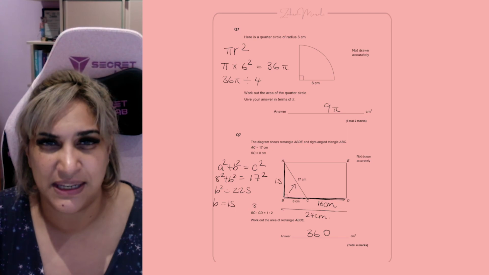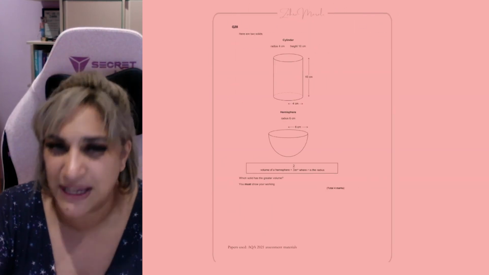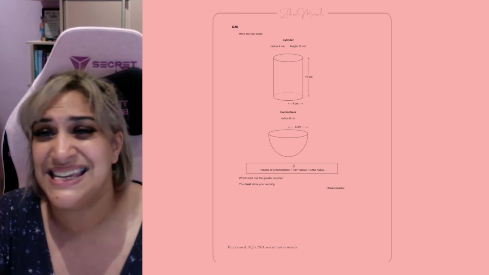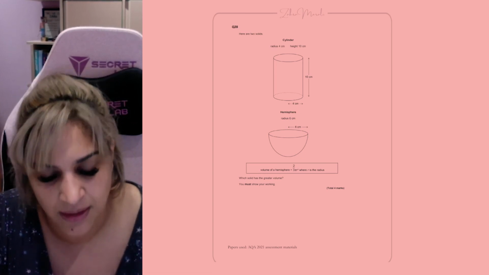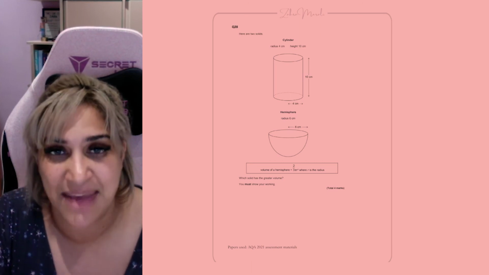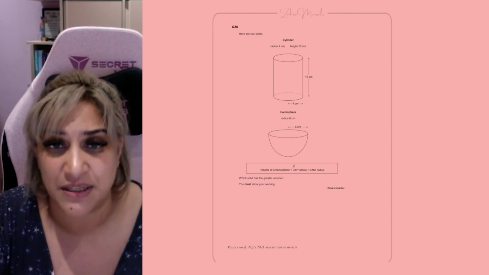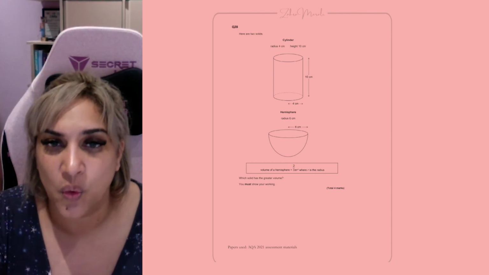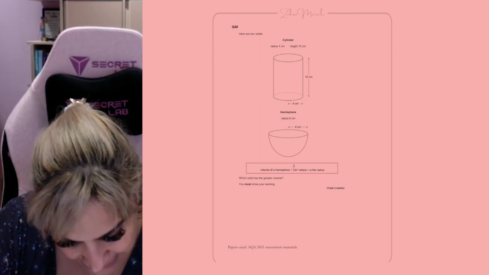Okay, we're going to look at the last question, and this was the last question of a foundation paper. But even if you're doing higher, this is likely to be in your exam. So we've got two solids, a cylinder and a hemisphere, and it gives us the volume formula for the hemisphere. So we don't need to worry if it's a weird one, they will always give you the formula. Which solid has the greater volume?